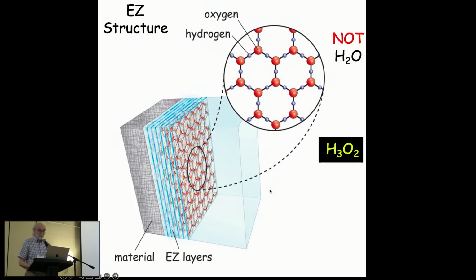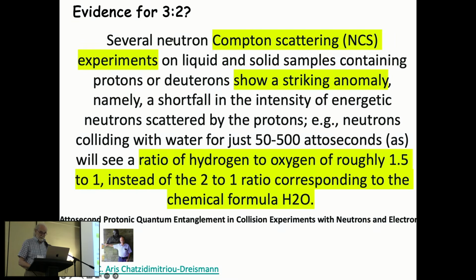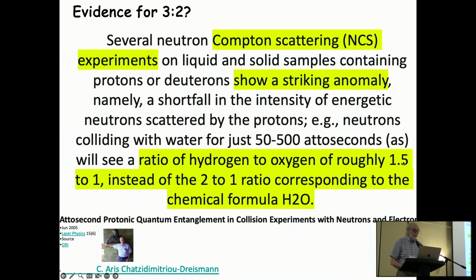We were pleased to see a recent paper that shows this 3-to-2 ratio of oxygen to hydrogen. And if you just read down to the bottom, the ratio of hydrogen to oxygen in this paper, roughly 1.5 to 1, instead of the usual 2-to-1 ratio corresponding to a chemical formula of H2O. So I believe that what I've presented to you is true, and that there is a kind of EZ water or fourth phase water that differs essentially completely from ordinary H2O that fills the cell.